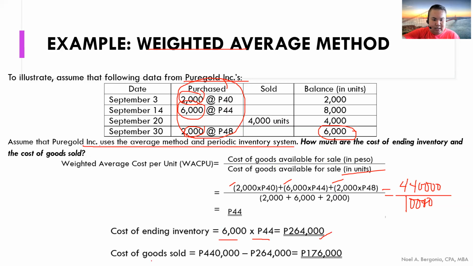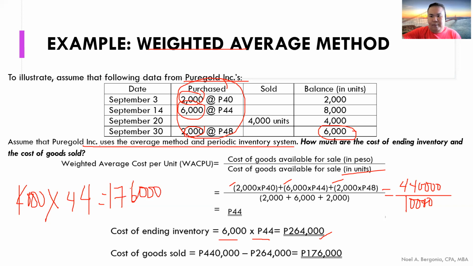Okay, and then pag cost of goods sold naman po, you have an alternative. Ilan ba yung nabenta? Di ba? So you have 4,000 na nabentang units times WACP na 44. So that is magkano? 4,000 times 44. Okay, that is 176,000, if you want to use the units. Or as an alternative, your cost of goods available for sale na 440,000 less the ending inventory na 264,000, then our cost of goods sold is 176,000. Okay? So ganyan kadali kapag weighted average method tayo. Are we clear on that, guys?